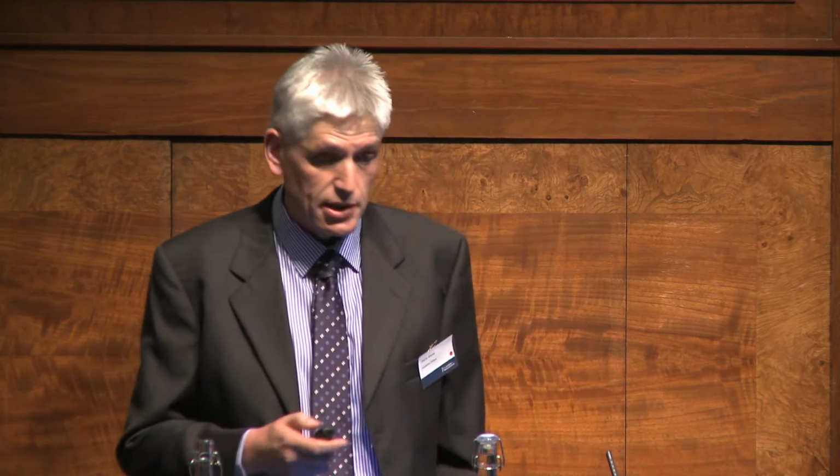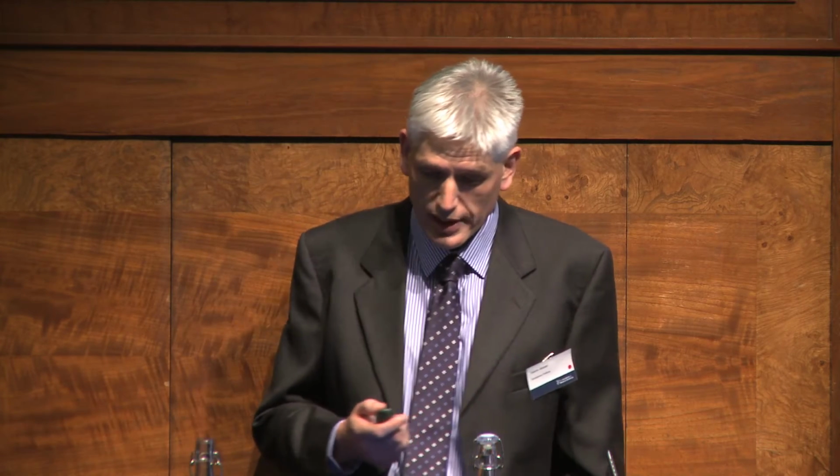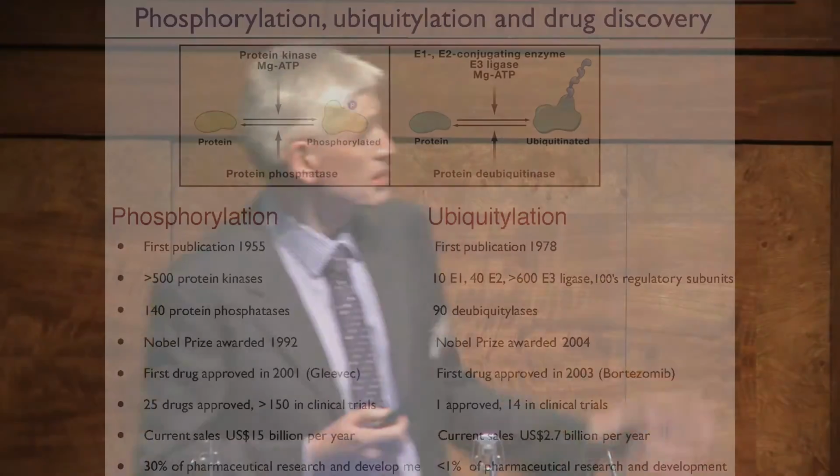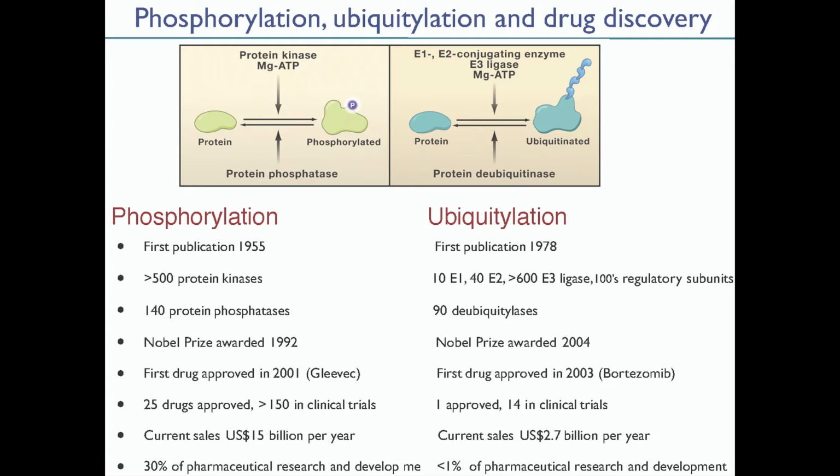So there's a lot of interest now in exploiting our understanding of protein phosphorylation and ubiquitylation in the drug discovery process. And I thought it'd be quite interesting just to compare the 2 modifications side by side. Obviously the protein phosphorylation area is much more advanced than our understanding of protein ubiquitylation. But the key points are that we have as many enzymes that regulate protein phosphorylation as ubiquitylation.